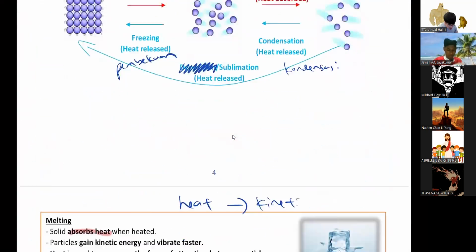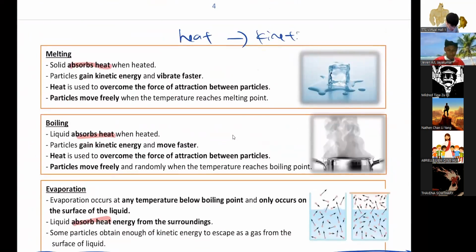Okay, so that's what happens. They absorb heat and then they gain kinetic energy, they move faster, right?